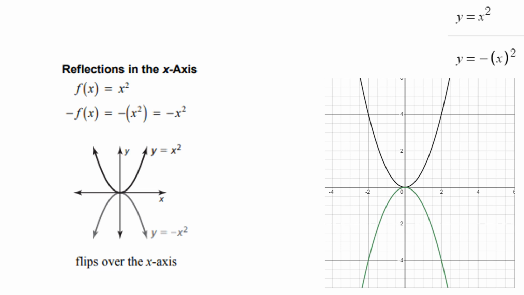Let's talk about reflections. So, if you see a negative sign outside of the function, like if a is negative, it's going to flip over the x-axis. So anytime you see a negative sign, flip over the x-axis. And that's what you need to worry about.